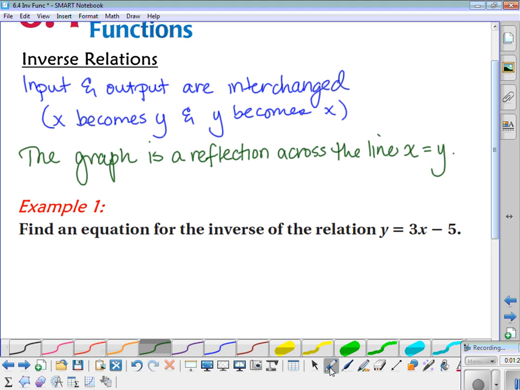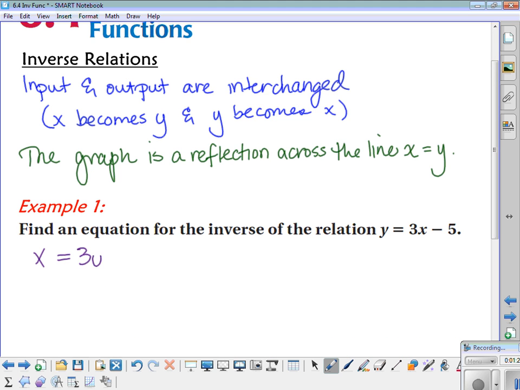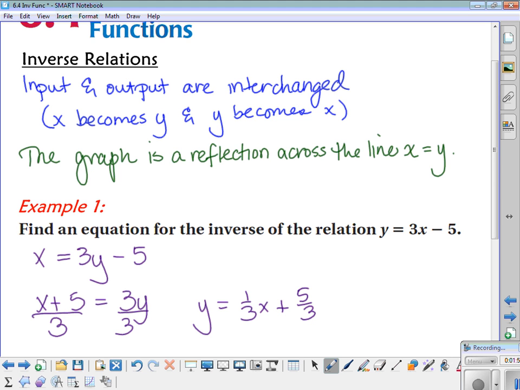So I literally just put an x where the y was, and put a y where the x is. Okay, so now I have x equals 3y minus 5, and I solve for y. I get the y alone. So I need to add 5 to both sides. So x plus 5 would equal 3y. And then I have to divide both sides by 3. And so y would equal 1/3 x plus 5/3. And that is my inverse relation. Any questions?